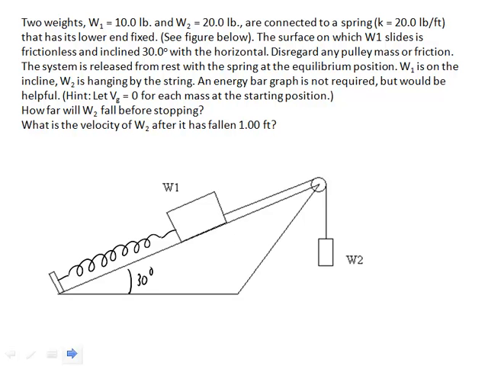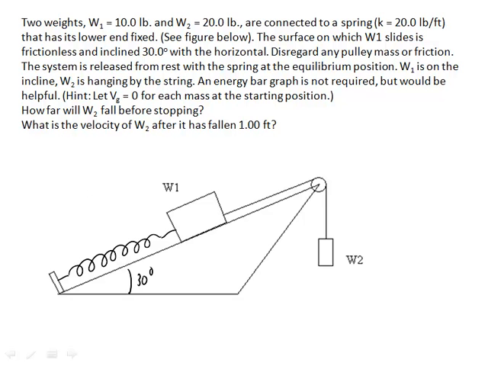It's really a simple conservation of energy problem. I have no friction in this system. I have gravitational forces acting on both blocks, W1 and W2, but that's a conservative force. I have a spring acting on W1, also a conservative force. And so I don't need to worry about any work done by non-conservative forces.